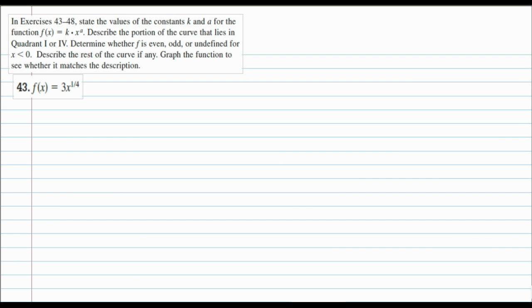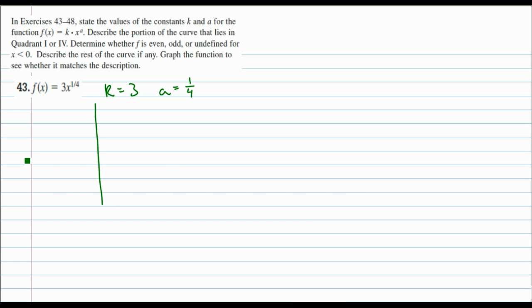The now try problem is number 43. State the values of the constants k and a. All right, I can do that. That's the easy part of this, right? So k equals 3, a equals 1/4. Describe the portion of the curve that lies in quadrant 1 or quadrant 4.